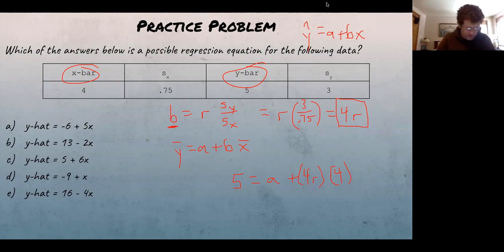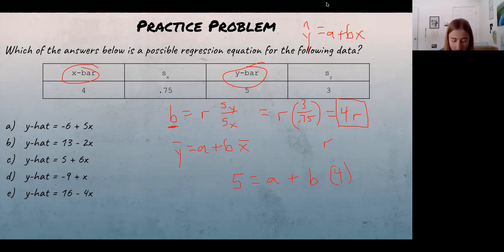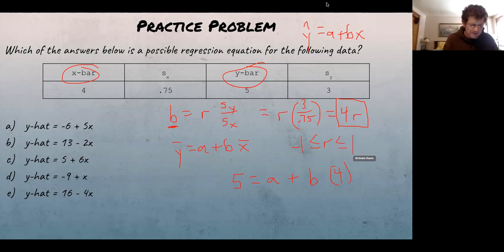Actually, let me backtrack a little bit. I don't want this 4r to be in there. I'm just going to put the b. Here's one thing we know about the correlation coefficient. What are the possible values of my r value? What's the possible range, rather? -1 to 1. So that is telling me that the absolute biggest slope I could have is 4 times 1. So my max is 4 for the slope, and the minimum is -4.